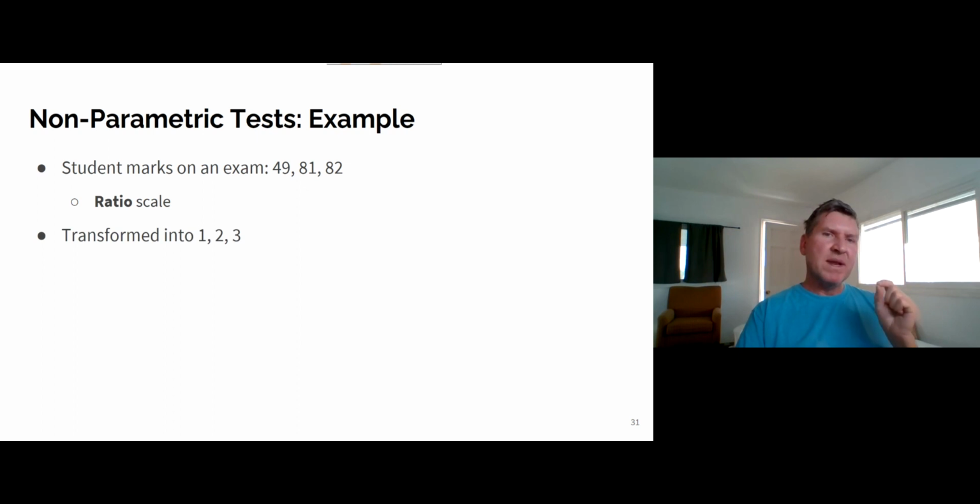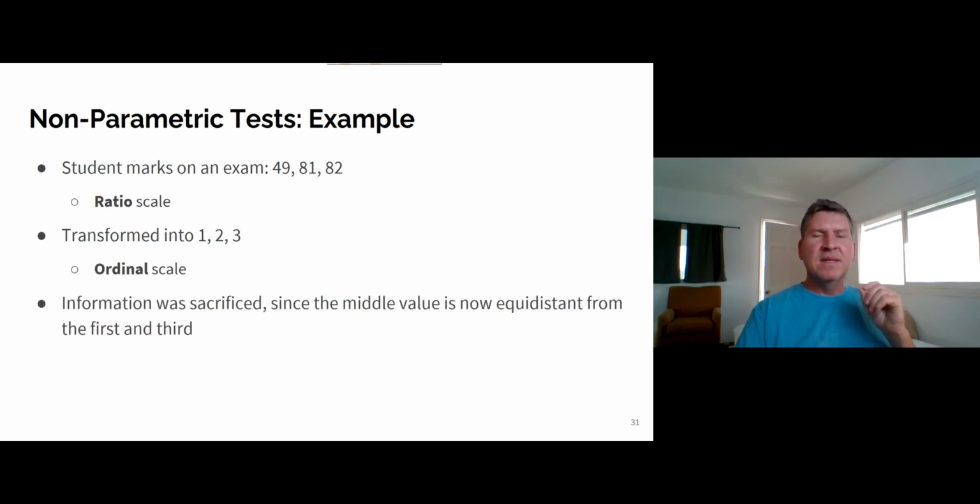If we transform it into 1, 2, 3, say 3 being the 82, 2 being the 81, and 1 being the 49, it would be an ordinal scale. Can you see how a lot of information is lost by just preserving the order only? You can see that the distance between 3 and 2 and the distance between 2 and 1 is equal, but it doesn't really reflect how those scores were on the exam.